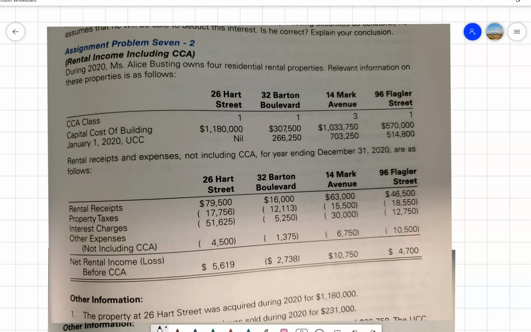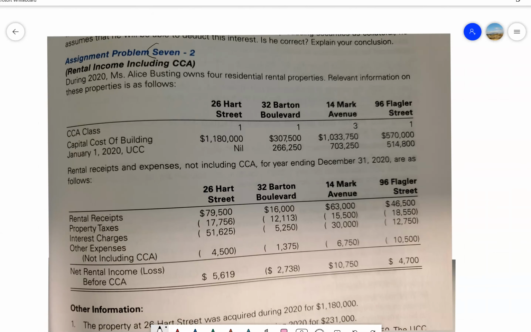In this video tutorial, we're going to go through assignment problem 7-2 from your textbook. So make sure that you've completed this problem on your own first before continuing on with this video solution.